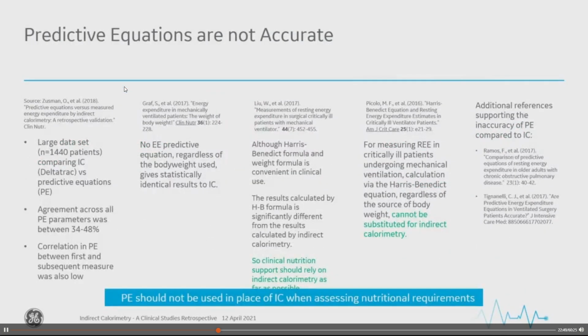The reason why they talk about indirect calorimetry and not predictive equations, there's innumerable predictive equations. Most of the predictive equations are not accurate. There's a compendium of evidence here from Zussman and Graf that show that there is quite a large disparity in terms of the accuracy of predictive equations, whether that's the Harris-Benedict or the Penn State or others that just do not hold up against a broad range of patients to be able to inform their nutritional status and their caloric needs.